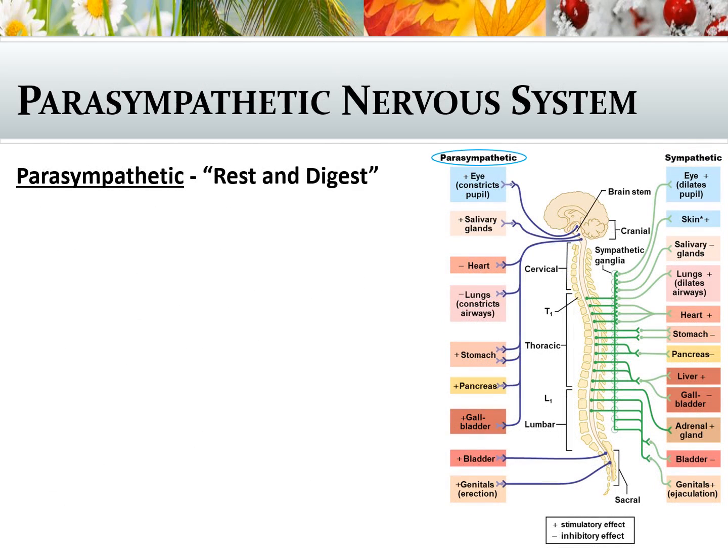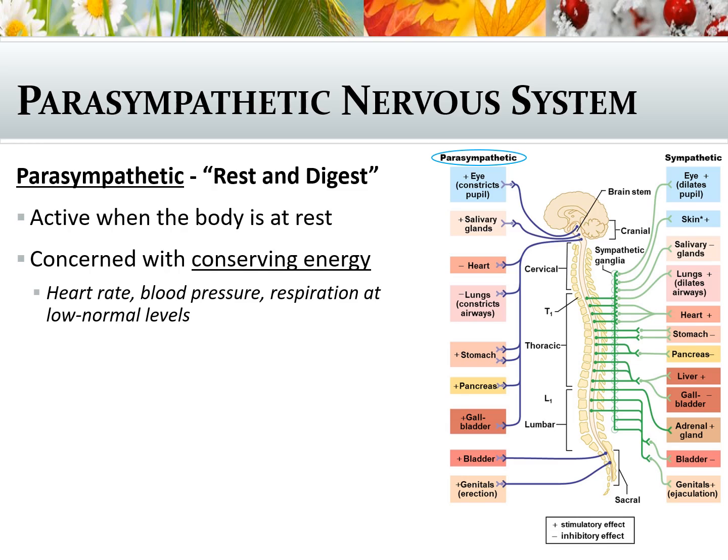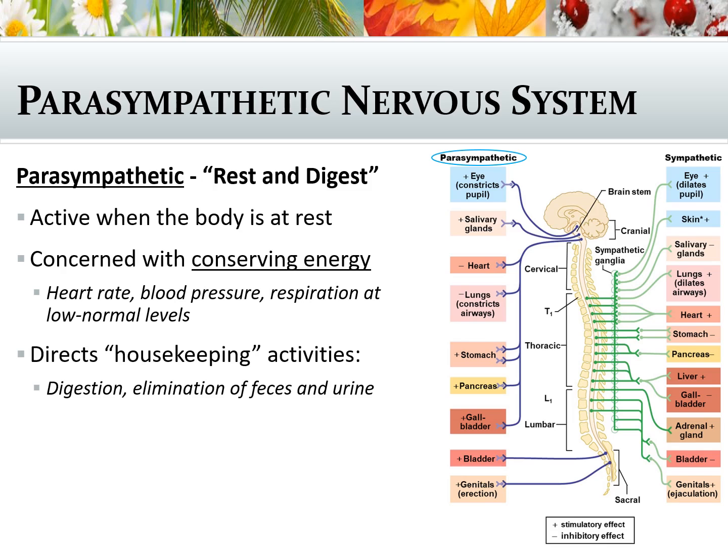So now let's talk about the parasympathetic nervous system. This is going to be the opposite to sympathetic. We are going to rest and digest. This is most active when our body is at rest. So we're more concerned with conserving energy, right? So our heart rate, blood pressure, and respiration are all going to be at a low normal level. We're mostly going to be concerned with housekeeping activities. So our energy is going to go towards digestion and elimination of feces and urine.